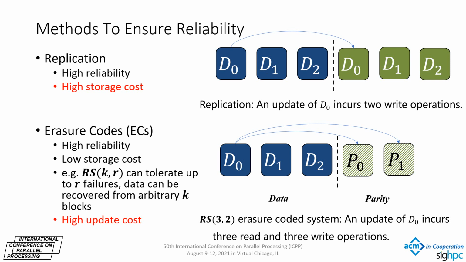However, erasure-coded storage systems suffer from high update cost, as shown in the figure. In an RS(3,2) erasure-coded system, an update of data 0 incurs 3 read and 3 write operations, while in the replication system, no read operations are needed.